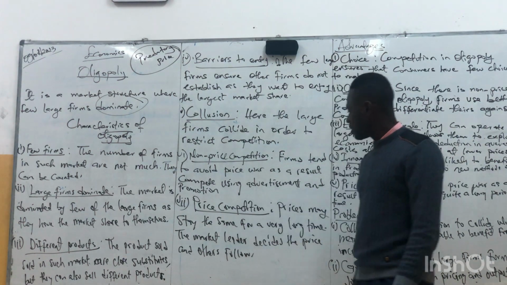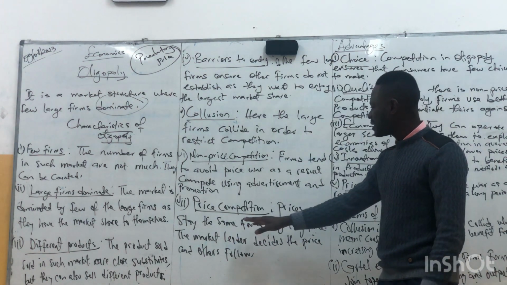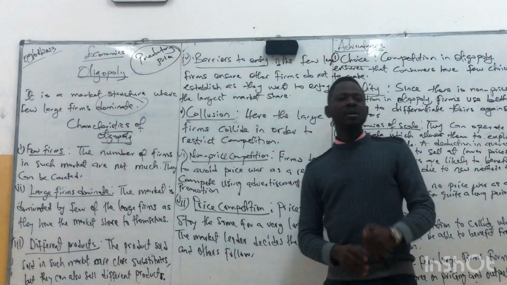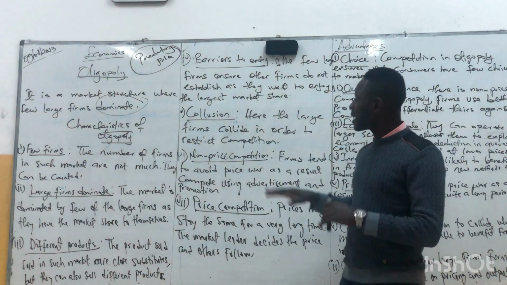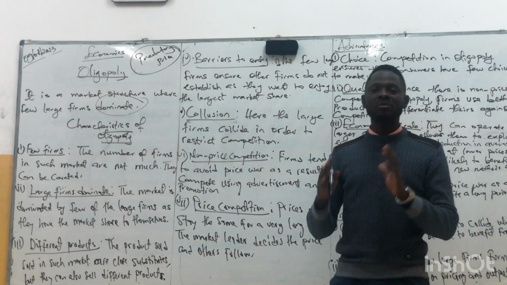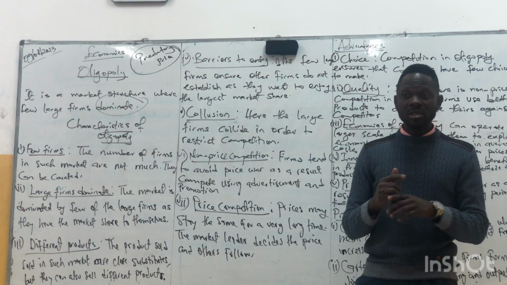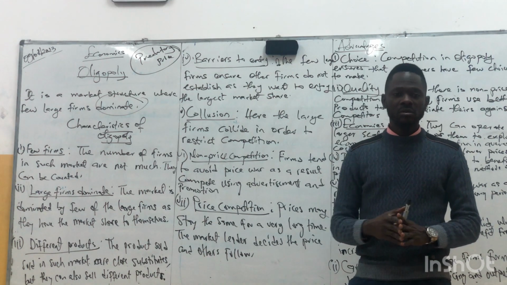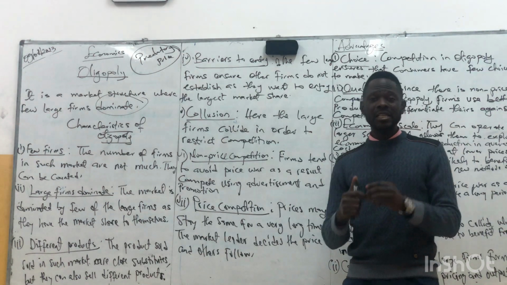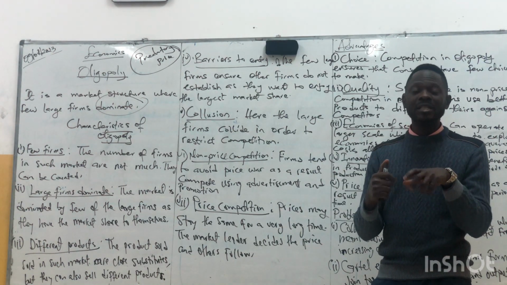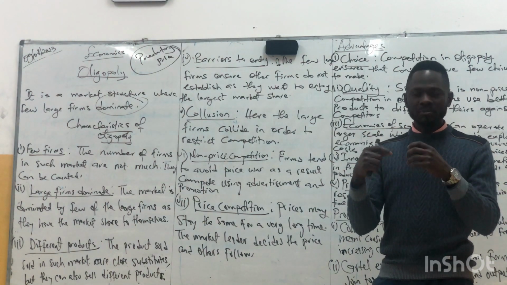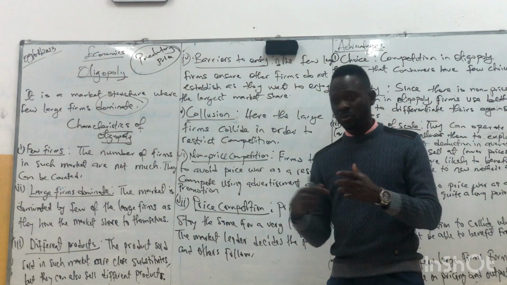The seventh one, price rigidity. Prices may stay the same for a very long time. The market leader decides the price and others follow. Another characteristic of oligopoly is about price. Prices might stay for a very long period of time because there's no price war. As a result, prices are sometimes stable until the price leader changes the price. And who is the price leader? The price leader is the firm that is able to work around its cost reduction and as a result is able to set a price that others will follow.